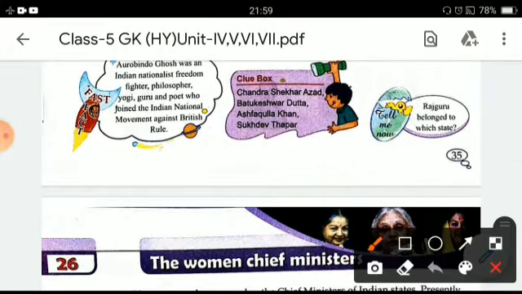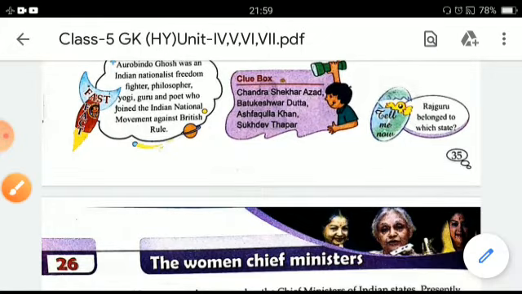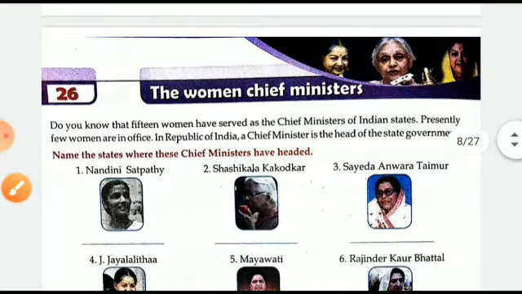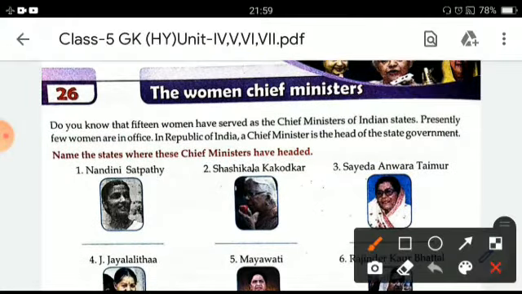Now let's move on to the next exercise, that is the women chief ministers. Do you know that 15 women have served as the chief ministers of Indian states? Presently, a few women are in office. In the Republic of India, a chief minister is the head of the state government. And now name the states where these chief ministers have headed.